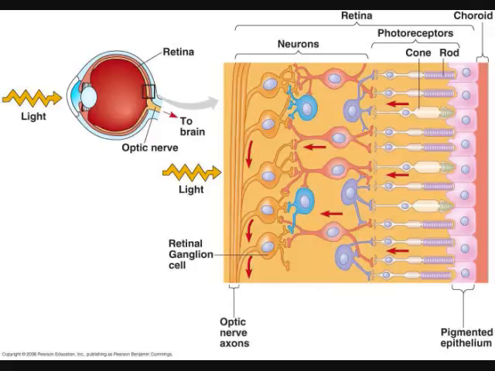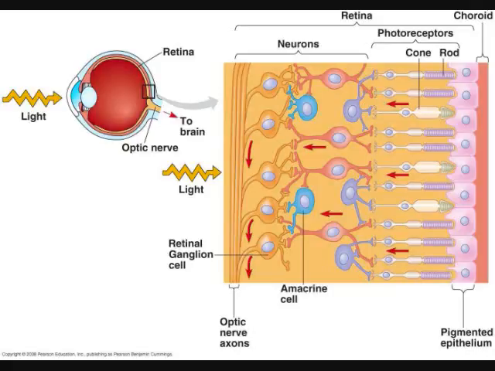Optic nerve axons. The optic nerve axons are the axons of the retinal ganglion cells. All of the RGC axons meet at the optic disc, where they form the optic nerve. From the optic disc, the optic nerve axons, the retinal ganglion cell axons, run to the brain.